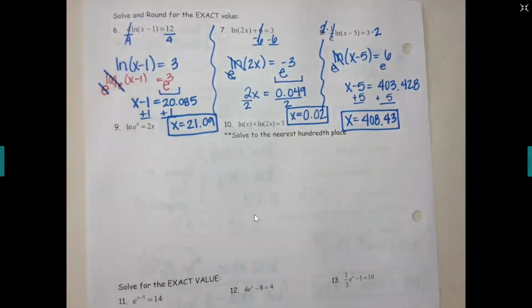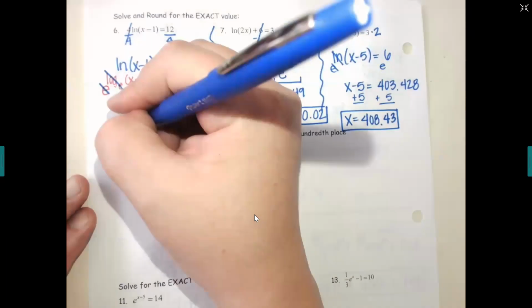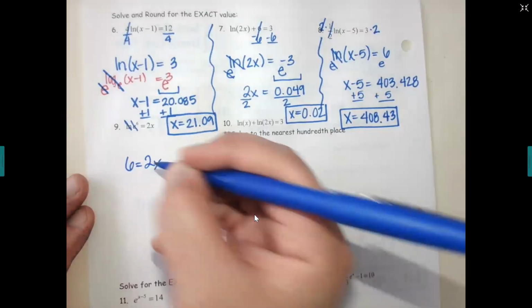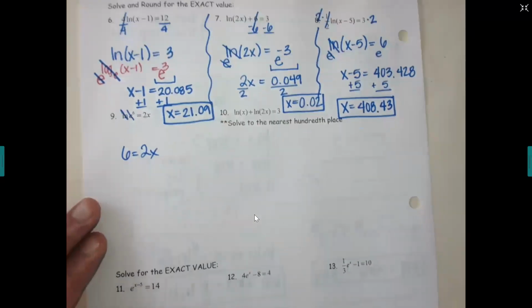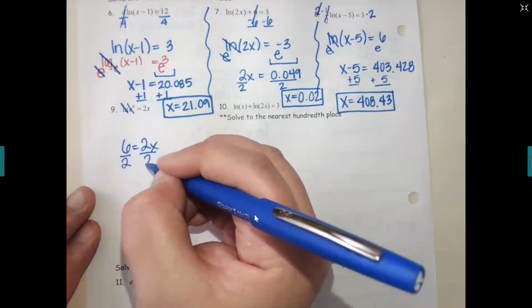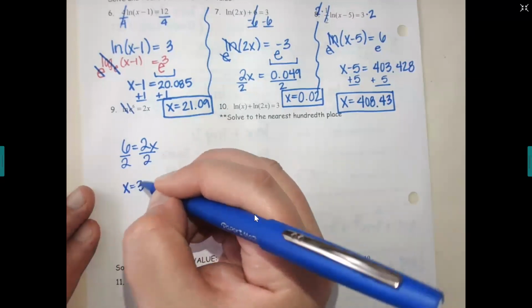All right, number 9. What do you notice is next to each other? An ln and an e. What happens when ln and e are next to each other? Cancel them out. What's left on that side now? 6 equals 2x. And then what do we do from there? Divide by 2. 6 divided by 2 gives me 3. Great.